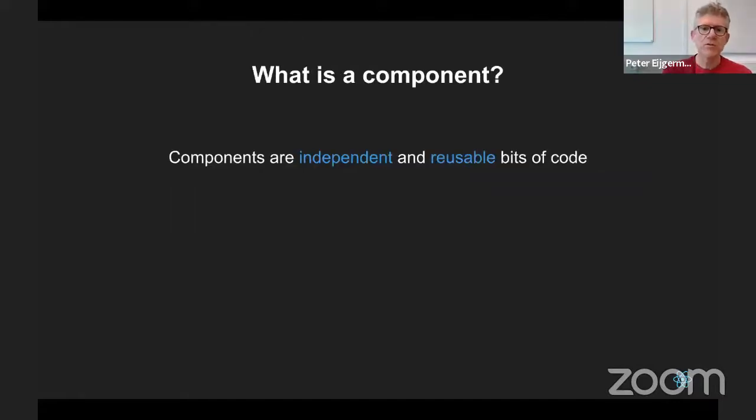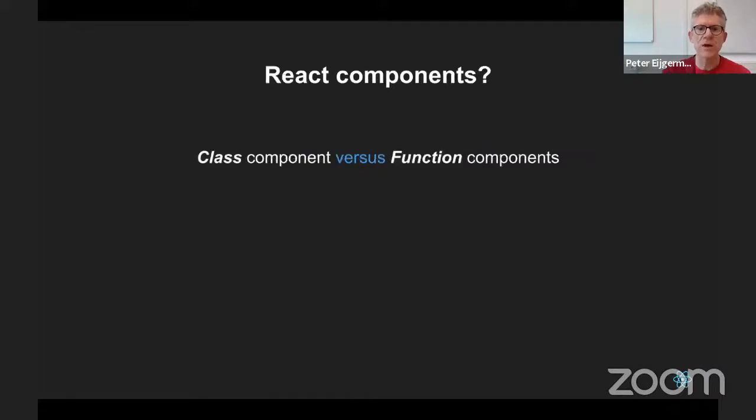And what is a component? Components are independent and reusable bits of code. In React, a component is nothing more than a function which receives data and renders a view. You can say it very simply. React comes with two types of components: class components and function components.